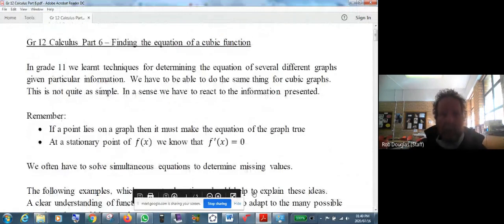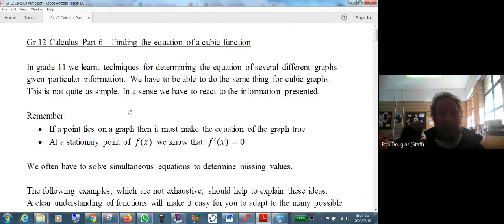Okay, today we're going to look at finding the equation of a cubic function. We're going to use Mr. Autry's notes, and hopefully it'll help us to understand what's going on. This video will help. First, he makes a point right in the beginning that there's some stuff we learned in grade 11 about functions that we've got to use right here.